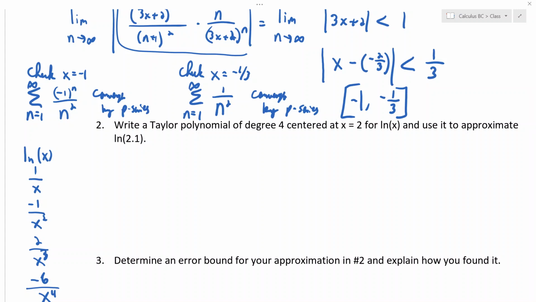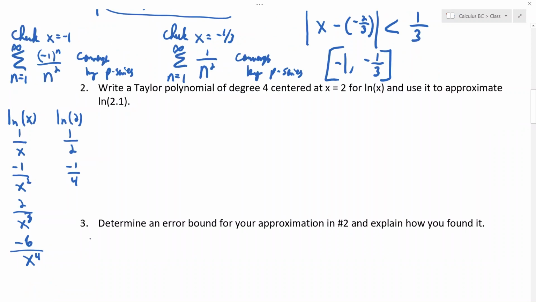We're going to plug 2 into every single one of those. ln of 2 is ln of 2. Then 1/2, -1/4, +1/4, like 2 over 8, and then -6 over 16, so -3 over 8. We're building out the series.